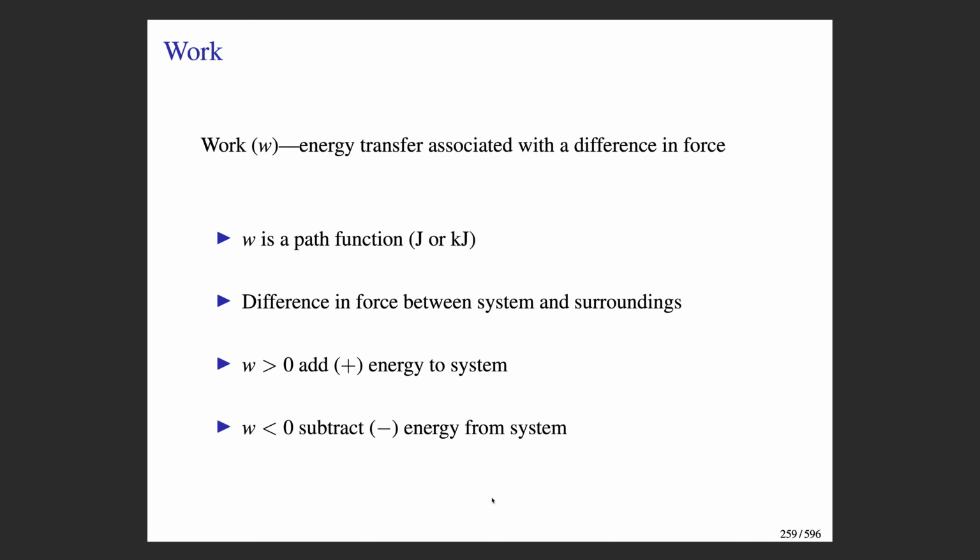We have the same units. Work is measured in joules and kilojoules, and we have the same sign conventions. When work is greater than 0, that means that the surroundings do work on the system and cause the system's energy to increase. However, when work is negative, that means that the system does work on the surroundings, and that causes the energy of the system to decrease.